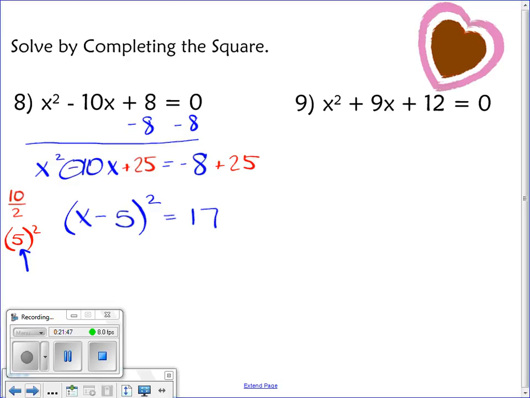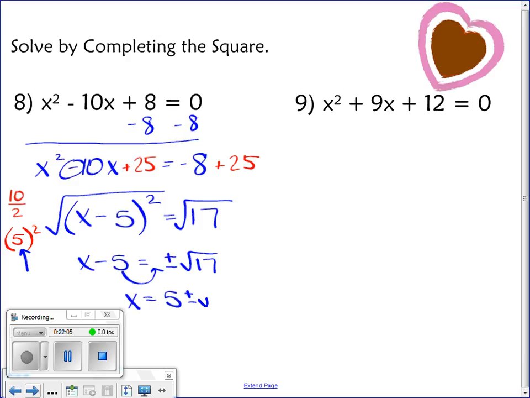Next up, take square root. Good. Radical 17 does not have a factor tree. It's prime. And then to get x by itself, we're going to add the 5. So 5 plus or minus radical 17. Keep going or stop? We stop there. Those are not like terms. Doing okay?